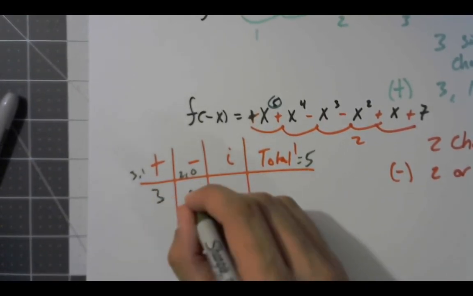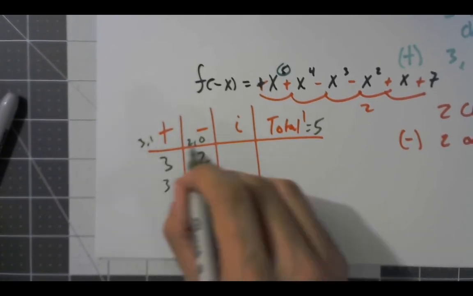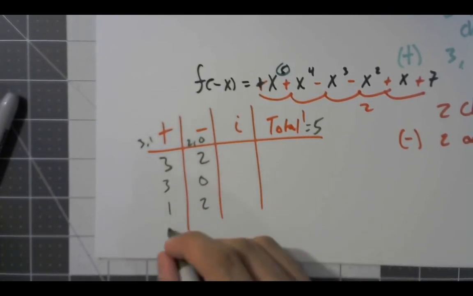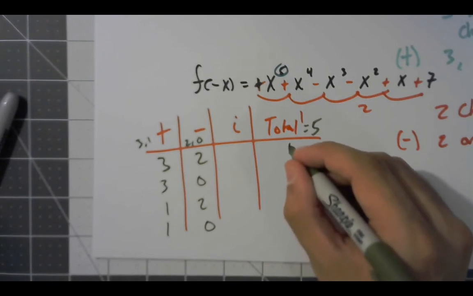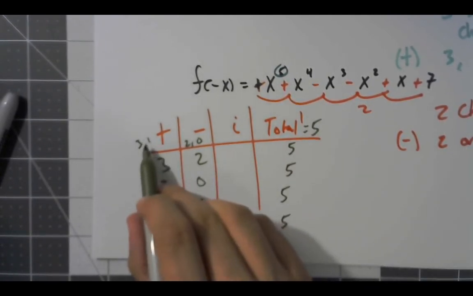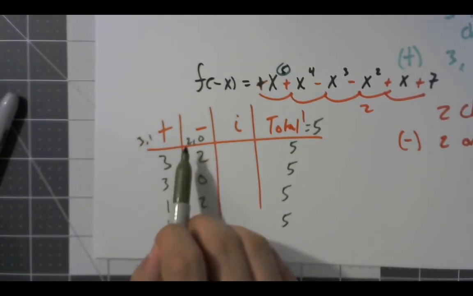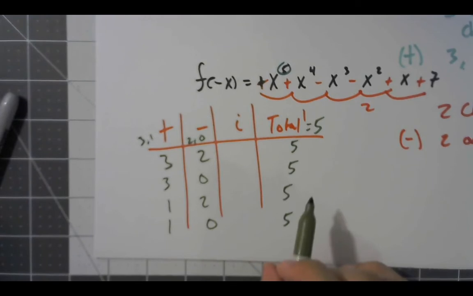So I want 3 and 2. I want maybe 3 and 0. I want 1 and 2 and 1 and 0. And every one of these is going to have 5. I didn't go 3 and 1 because those are on the same column. This column can only be a 3 or 1, 2 or 0. So I did every combination.